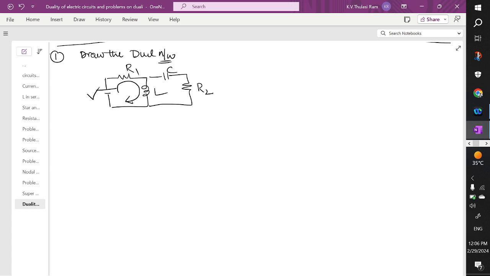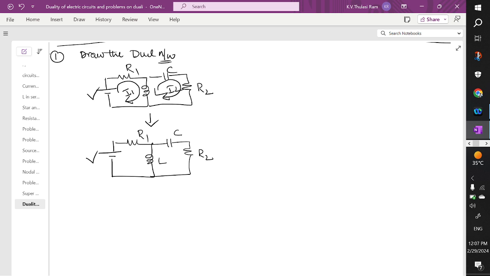This is the loop current I1, and this is the loop current I2. Now draw the dual for this. First draw the given network as it is, and here you have a capacitor and here you have a resistor. This is R2, this is C, this is L, this is R1, this is V. This loop is replaced with a node, this is 1, and loop 2 is replaced with a second node as per the second step, and then place a reference node or ground potential as reference.